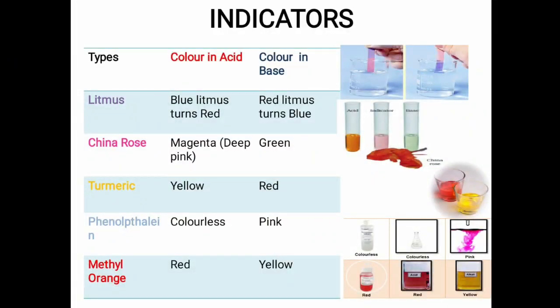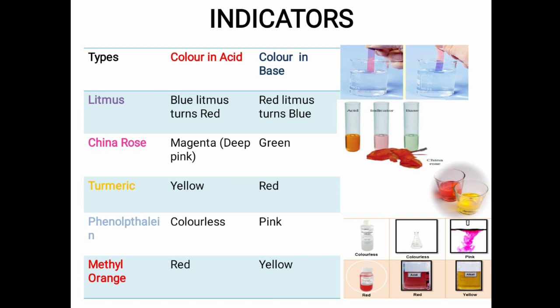First comes litmus. It is a natural indicator that is extracted from lichen. It retains its color, that is purple, when it is neutral, that is neither acidic nor basic. It comes in two strips, blue and red. The blue litmus paper turns red when it is dipped in acidic solution, and the red litmus strip turns blue when dipped in basic solution.